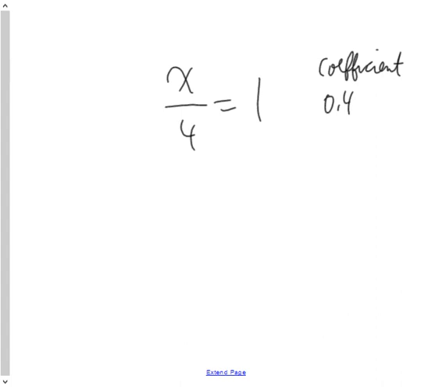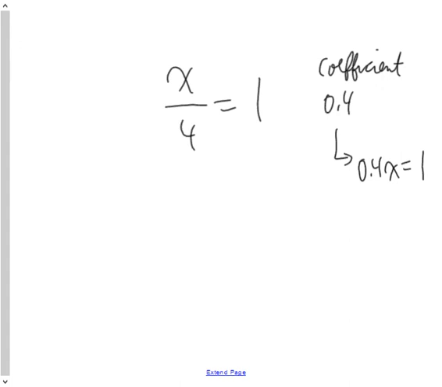Question number 2 says the coefficient in this equation is 0.4. Now remember, if this equation was written with a 0.4 coefficient, it would look like this, because the coefficient is the multiplier of the variable. And the answer for this is false.